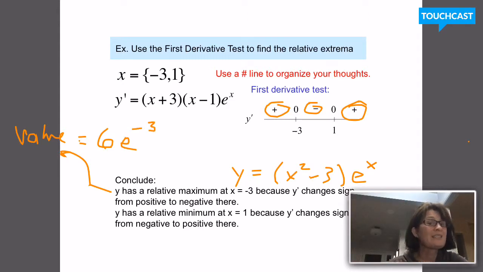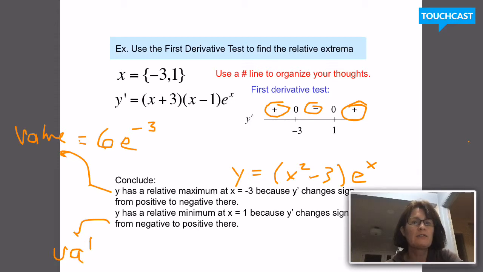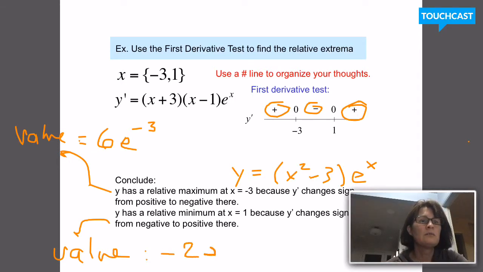And I would say y has a relative minimum value at x equals 1, because y prime changes from negative to positive there. And that value, to get it, I'm going to have to plug my x value into the original function. So this one was -2 e to the first, or just e.